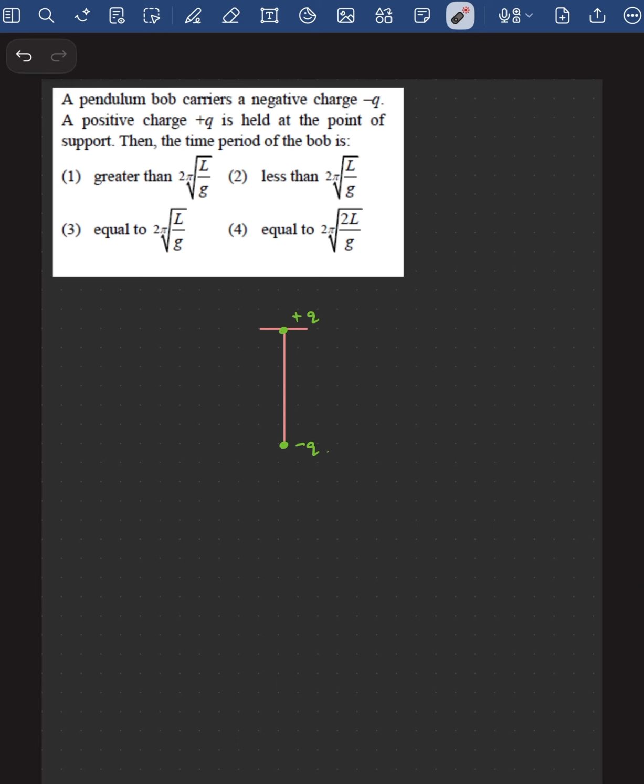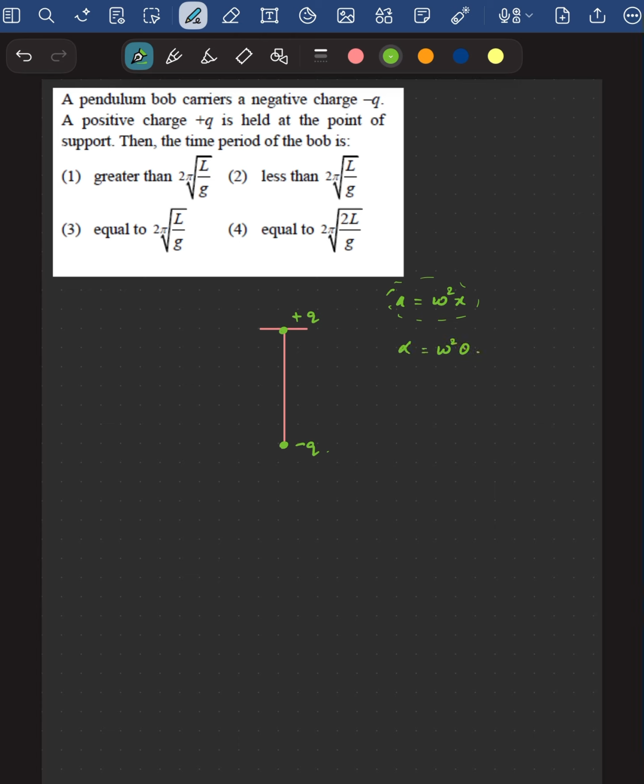So this is a classic electrostatics plus mechanics problem, which is a standard problem in most of your competitive exams, right? And the approach will be straightforward over here. Since it's an SHM question, we'll have to calculate the time period of this oscillation, right? And for any SHM question, you will try to arrive at these equations for a particle executing simple harmonic motion: a is equal to omega squared x, or alpha is equal to omega squared theta, right? Where this is your case of linear SHM and this is a case of angular SHM.